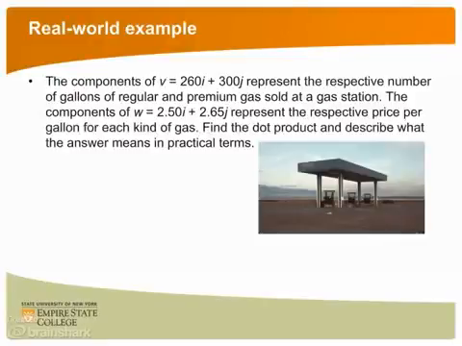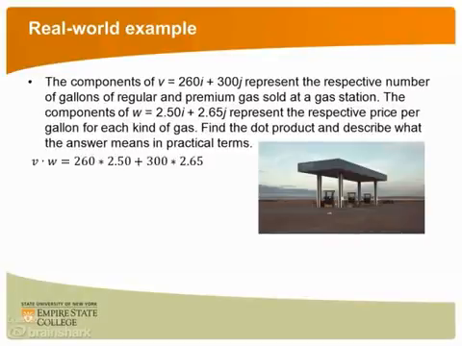We can also use the dot product in real-world situations. Suppose we have the vector v equal to 260i plus 300j, which represents the number of gallons of regular and premium gas sold at a particular station. Another vector w equal to 2.50i plus 2.65j represents the cost per gallon of regular and premium gas. We want to find and interpret the dot product of vectors v and w.